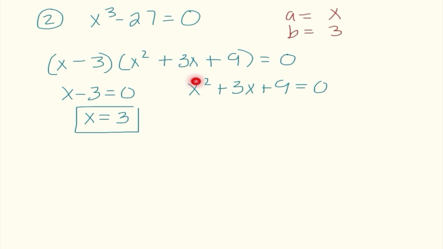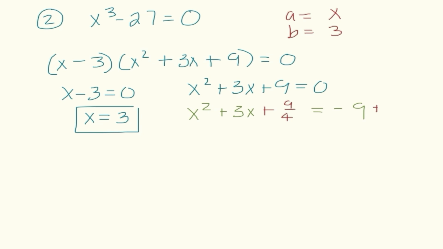Now our other 2 answers are coming from here. The question is, are they real or are they imaginary? I'm going to go ahead and use completing the square because I personally like that method the best. So I'm subtracting 9. Now I know I need to take my middle coefficient, divide it by 2 and square it. So I'm adding 9/4.